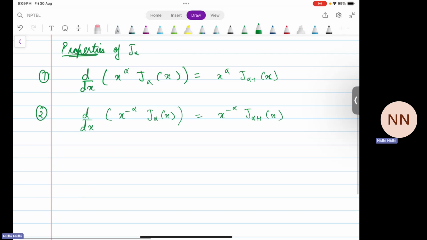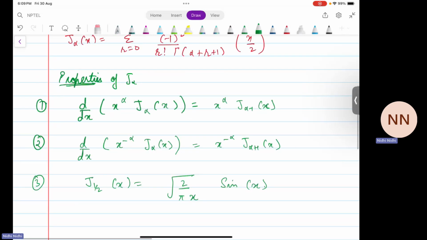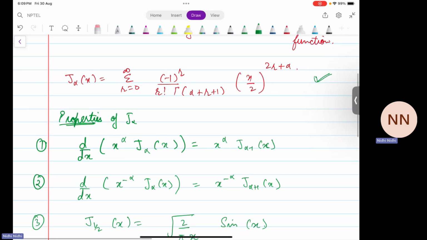Also, we have a property for a fixed alpha. We know that for alpha equals 1 by 2, that is J 1 by 2 x, it is given by under root 2 by pi x sine x. So we'll be using these properties mainly and the general formula for the Bessel's function to solve the questions today. So let's start.